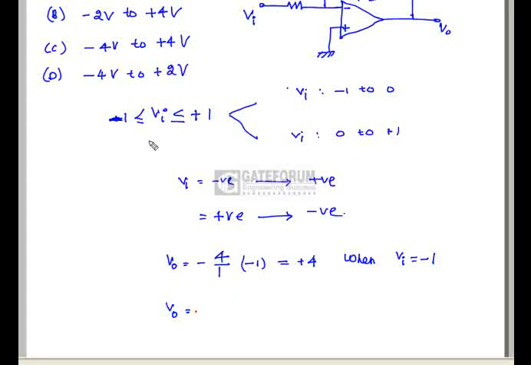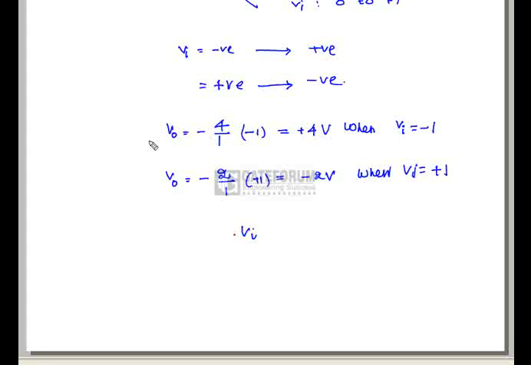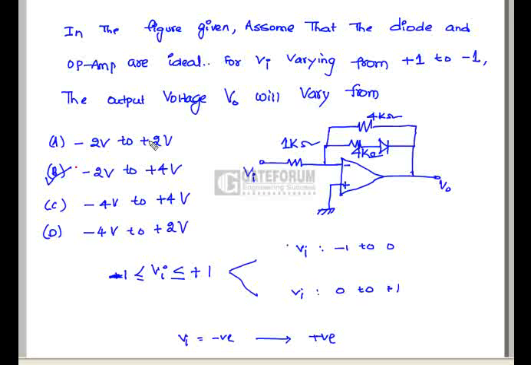Similarly, V0 equals to -2 by 1 into Vi, input is +1, that is equals to -2 volts when Vi equals to +1. That means V0 varies from -2 to +4 volts. Hence option B is correct.